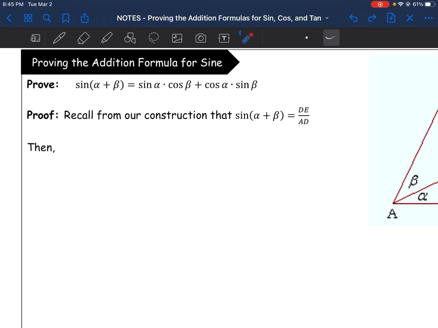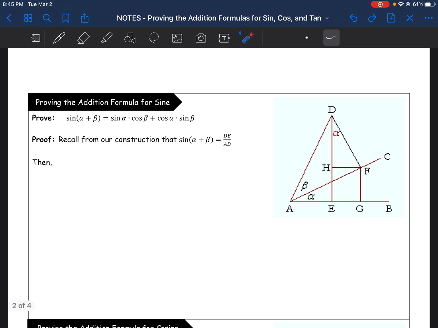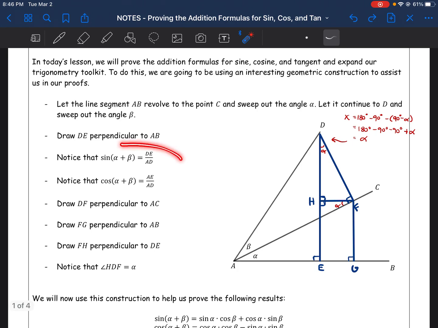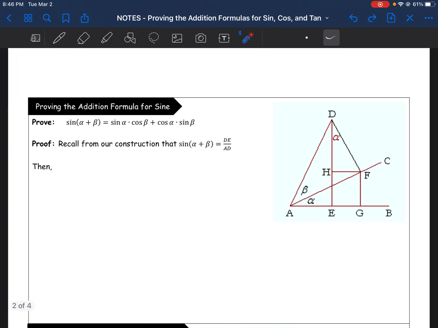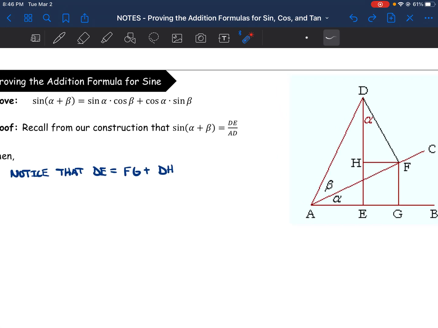The first one we're going to prove is the addition formula for sine. So we want to prove that the sine of alpha plus beta equals sine of alpha cosine beta plus cosine alpha times sine of beta. Now recall from the construction that we made, you can see it right here, that the sine of alpha plus beta is equal to dE over AD. Okay, so now notice that dE is actually FG plus DH.